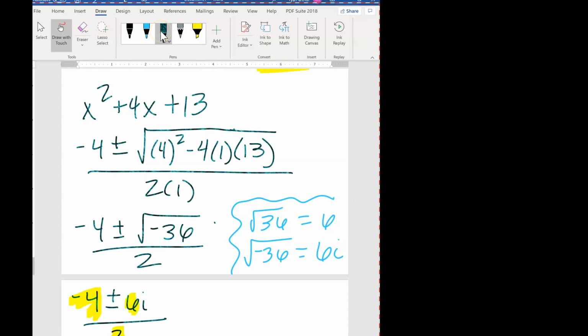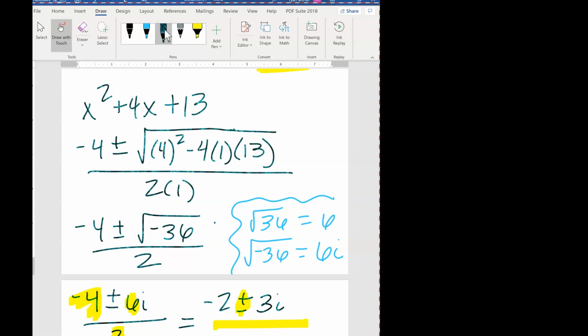So negative 4 divided by 2 is negative 2. 6 divided by 2 is 3. And then 2 divided by 2 is just 1, so I don't need to do anything. So my quadratic formula reduces down to this. That plus or minus handles my last 2 zeros.